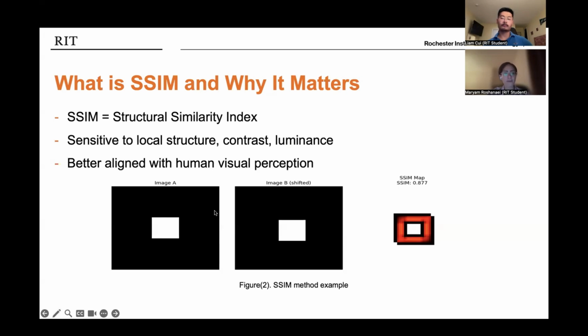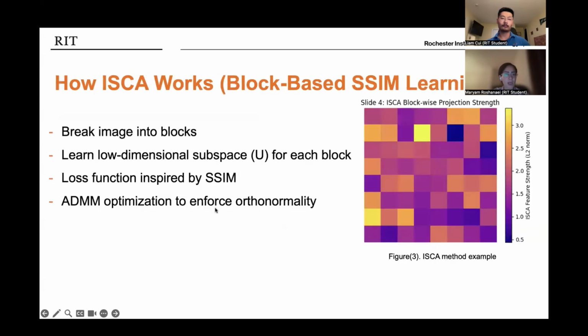For example, the left image, as you can see, is the reference image, and the middle one has slightly shifted the square part. But despite the shift, the SSIM map on the right shows high similarity, especially around the square. This illustrates that SSIM is robust to small shifts and captures structural content better than pixel-wise difference.